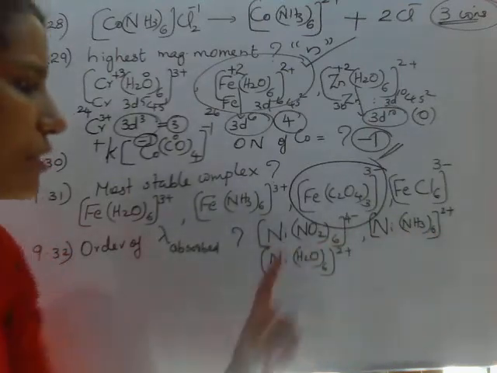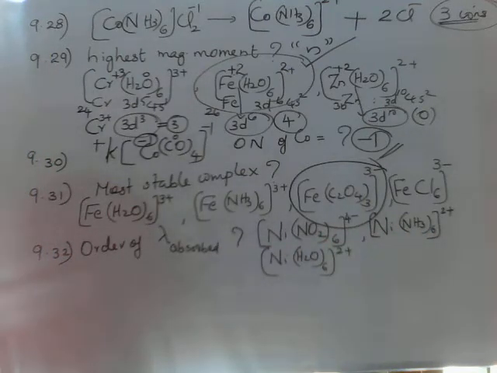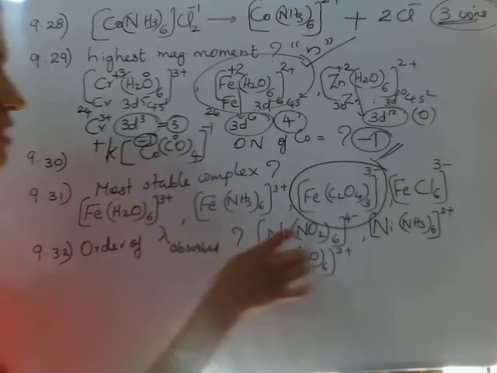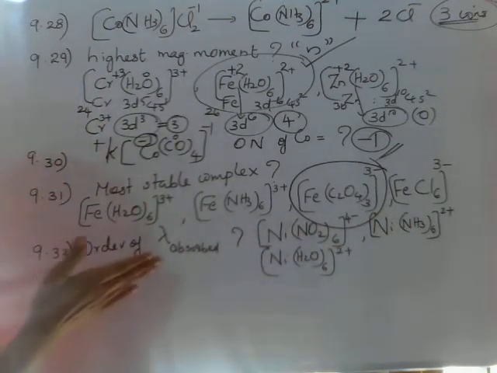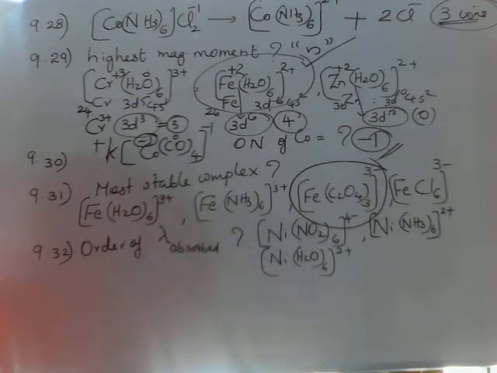3 complexes are given. 3 nickel complexes are given. What is the order of wavelength absorbed from the visible region for these complexes? You need to arrange these complexes in the order of wavelength of absorption. So here you can see all the complexes are octahedral complexes. Central metal ion the same. Coordination number 6. Only ligands are different.